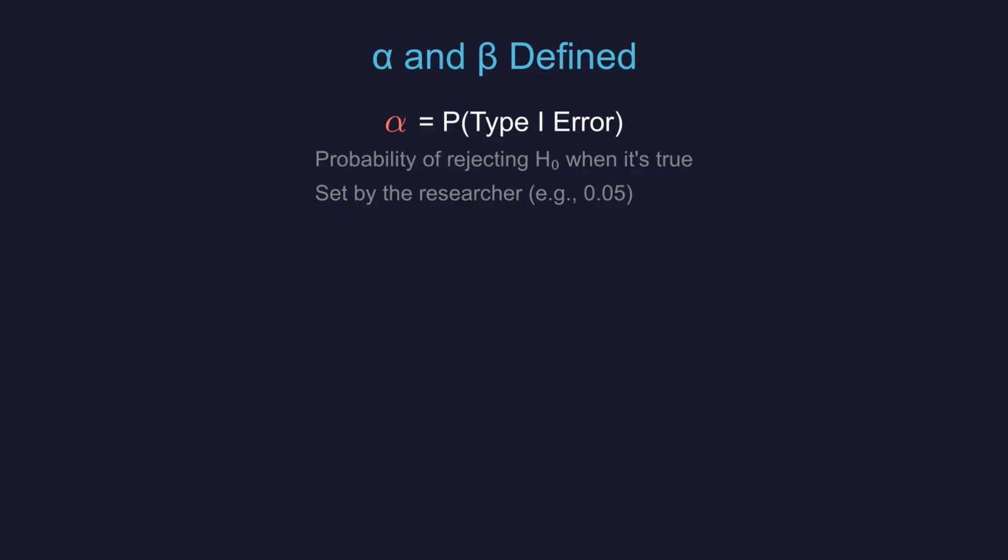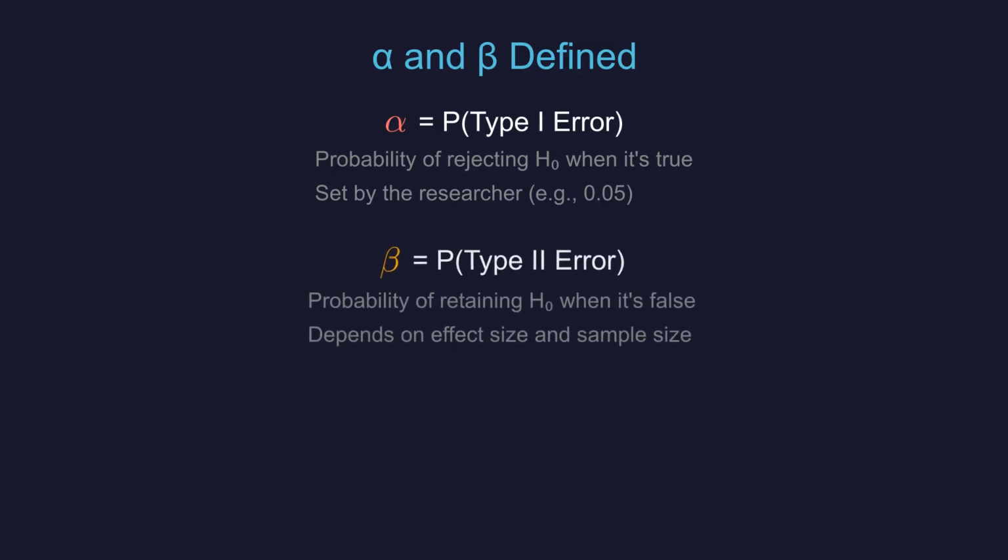Alpha is the probability of a Type 1 error, rejecting H0 when it's actually true. This is set by the researcher, typically at 0.05 or 0.01. Beta is the probability of a Type 2 error, failing to reject H0 when it's actually false. Beta depends on the true effect size and the sample size.